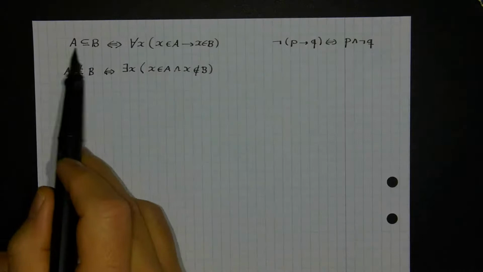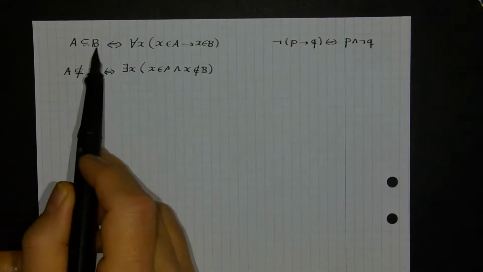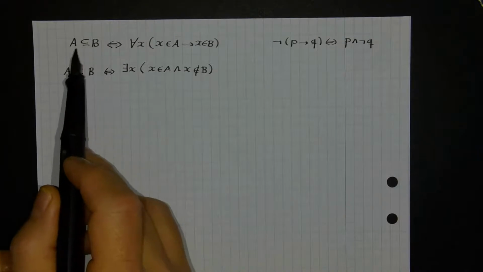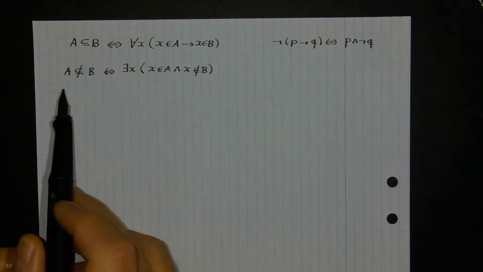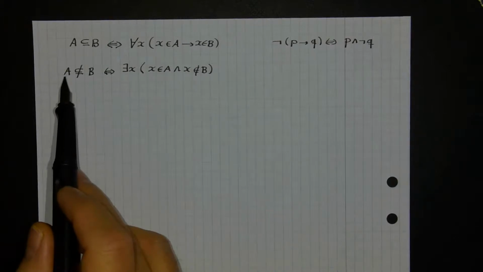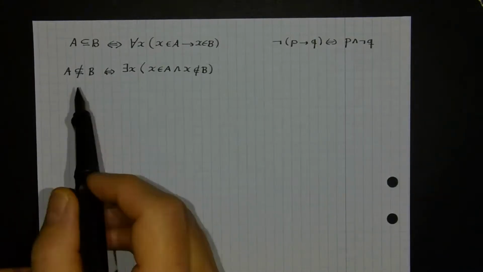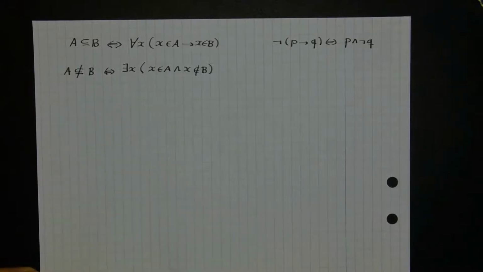When I say A is a subset of B, it means whatever I find in A is also in B. When you say that this is not the case, it means I was able to find at least one element which was in A, but when I look for it in B, I cannot find it. So this is also good to remember, this is also important.